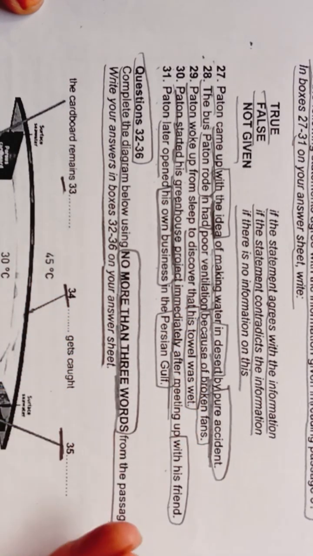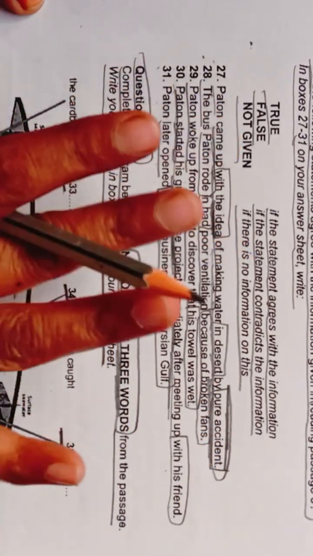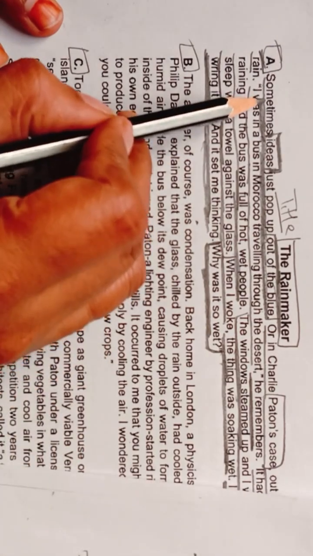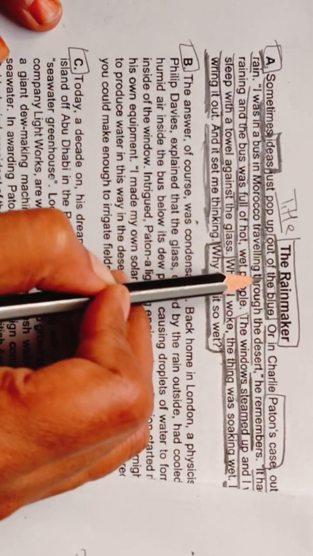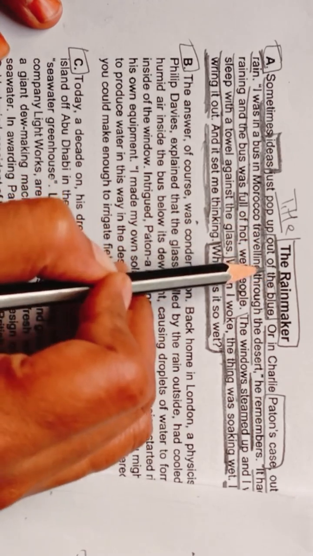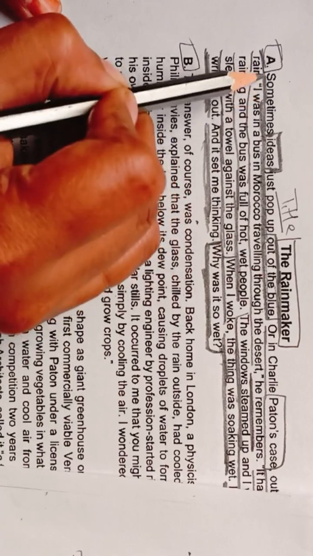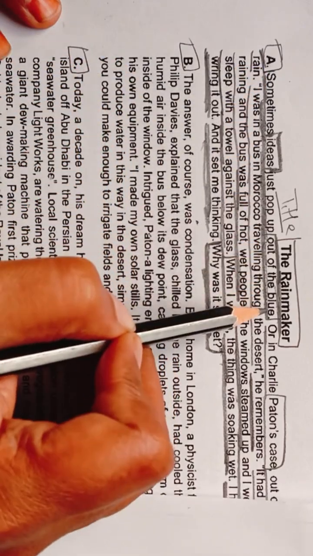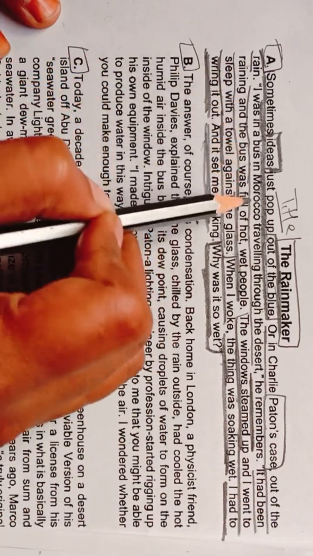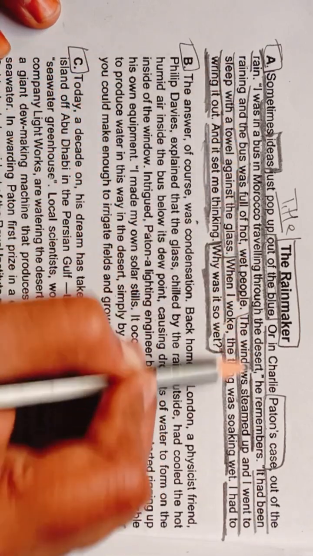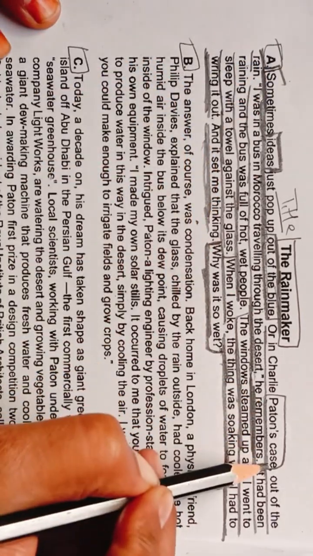Pure accident means unexpectedly, and the same thing we have seen here. Sometimes ideas just pop up out of the blue. Pop up out of the blue means pure accident, accidentally or unexpectedly. Sometimes ideas just pop up out of the blue, or in Charlie's Patton's case, out of the rain. I was on a bus in Morocco traveling through the desert, he remembers. So our first answer we are getting from these lines.